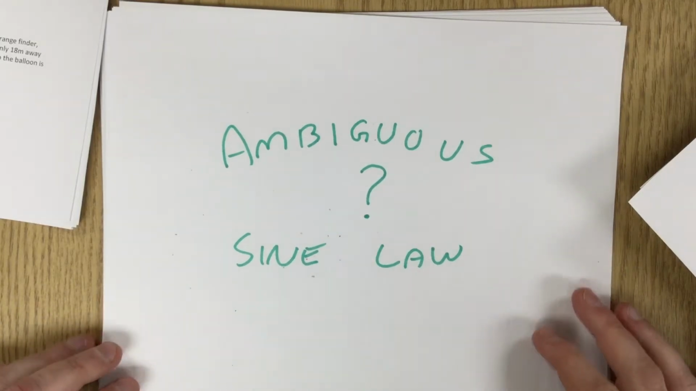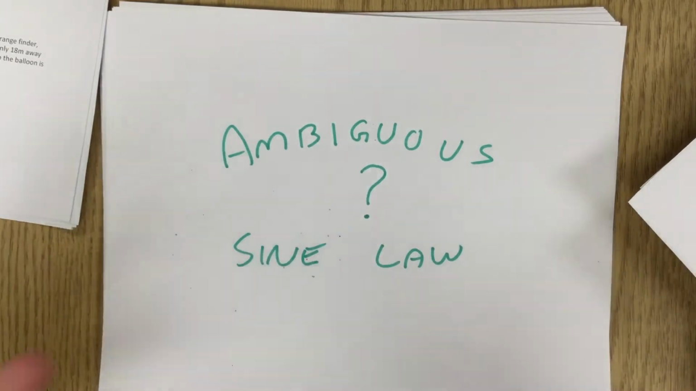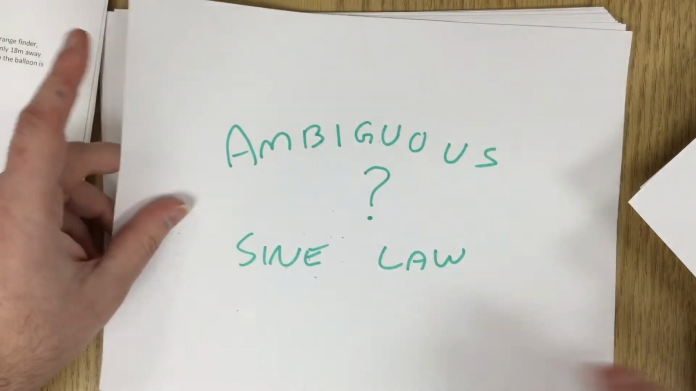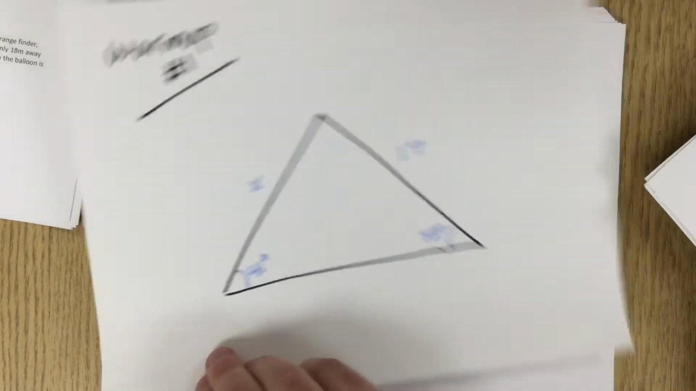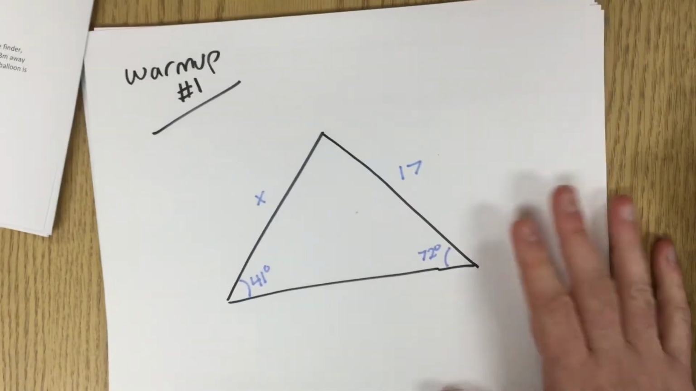We're going to be talking about something called the ambiguous sine law. So it's sine law, but there's going to be something ambiguous about it. So something is going to go slightly wrong as we're calculating these things. But not yet. We're going to start with some warm-ups, just to go through sine law and cosine law.